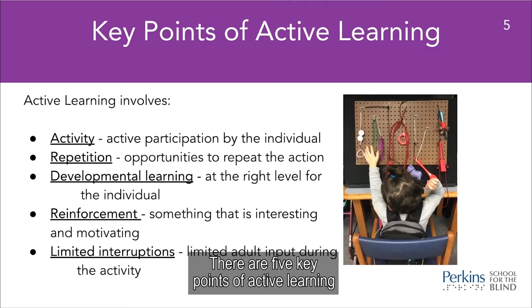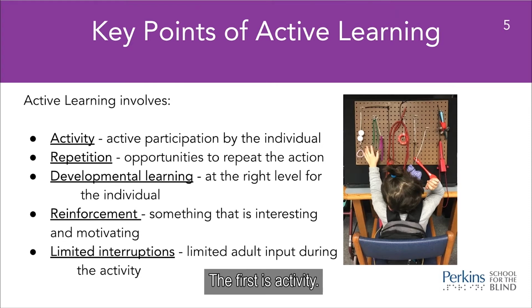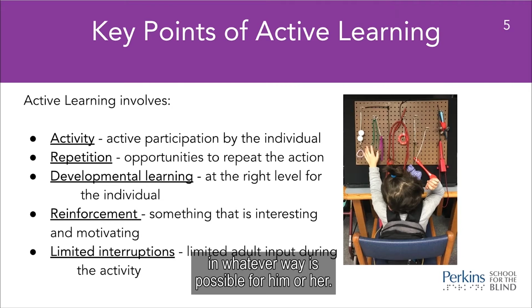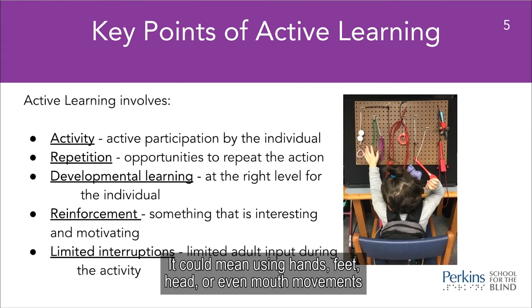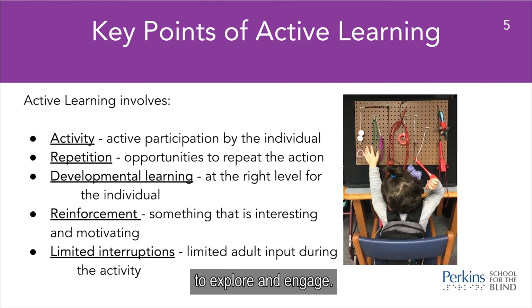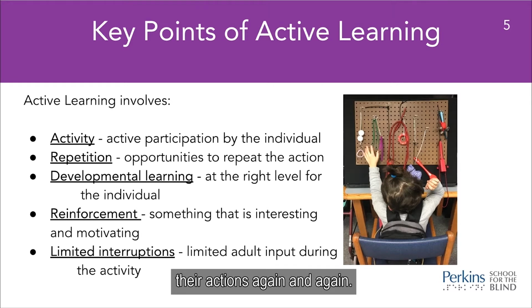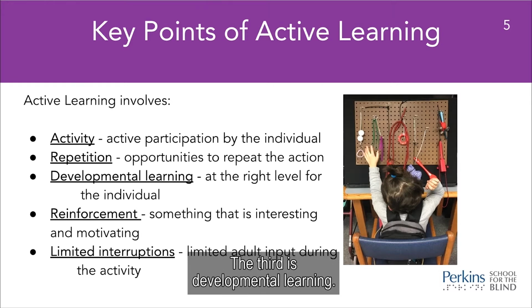There are 5 key points of active learning that should consistently be present when using an active learning approach. The first is activity. This means an individual should be actively participating in whatever way is possible for him or her. It could mean using hands, feet, head, or even mouth movements to explore and engage. The second is repetition. There should be opportunities built into the activity that allow the child to repeat their actions again and again. The third is developmental learning.